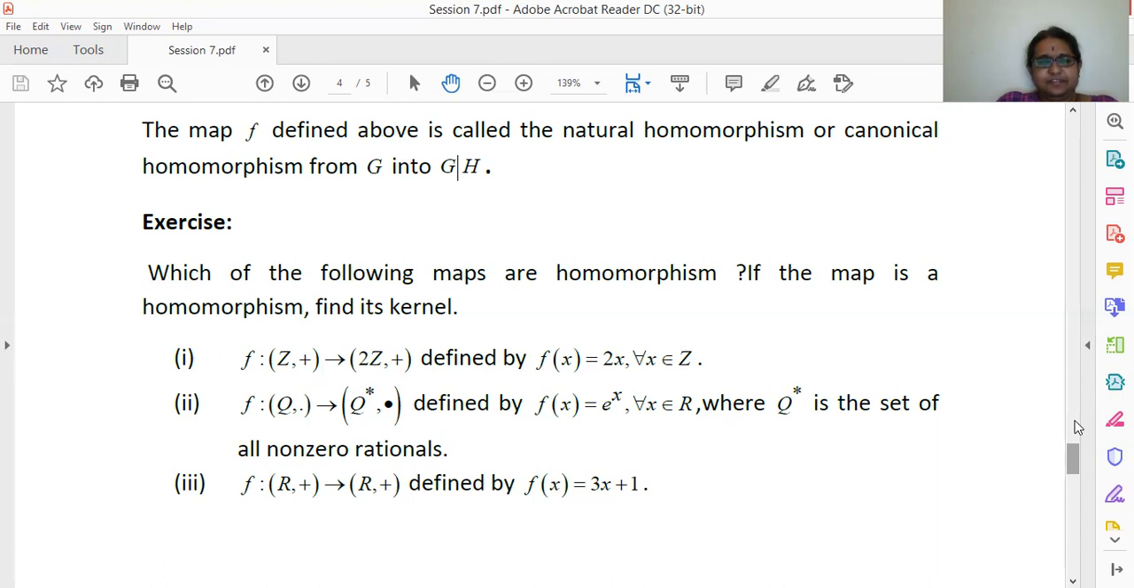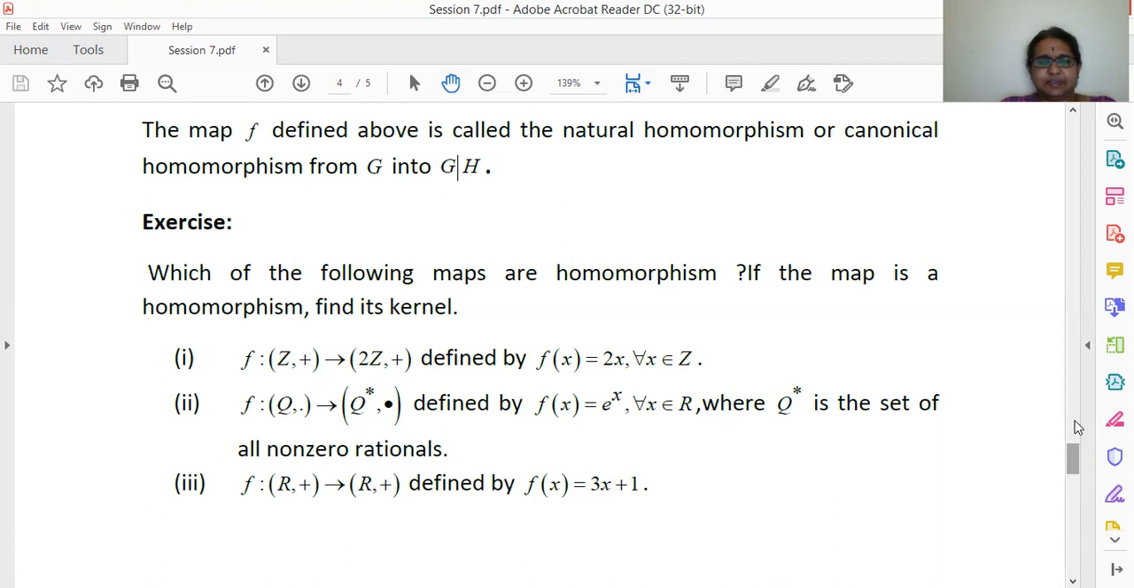Consider two real numbers x, y. f of x is equal to 3x plus 1, f of y is equal to 3y plus 1, and f of x plus y is equal to 3 into x plus y plus 1. So f of x plus y is 3x plus 3y plus 1.